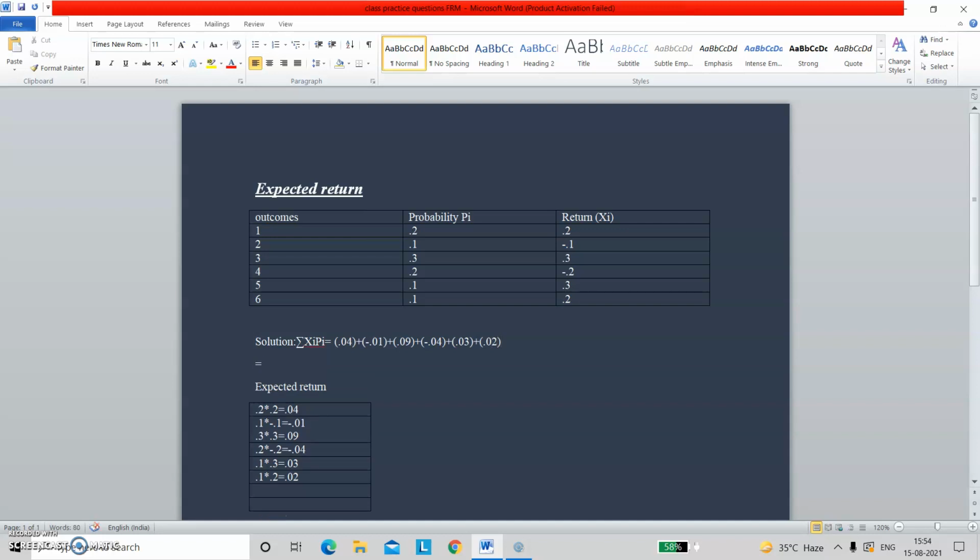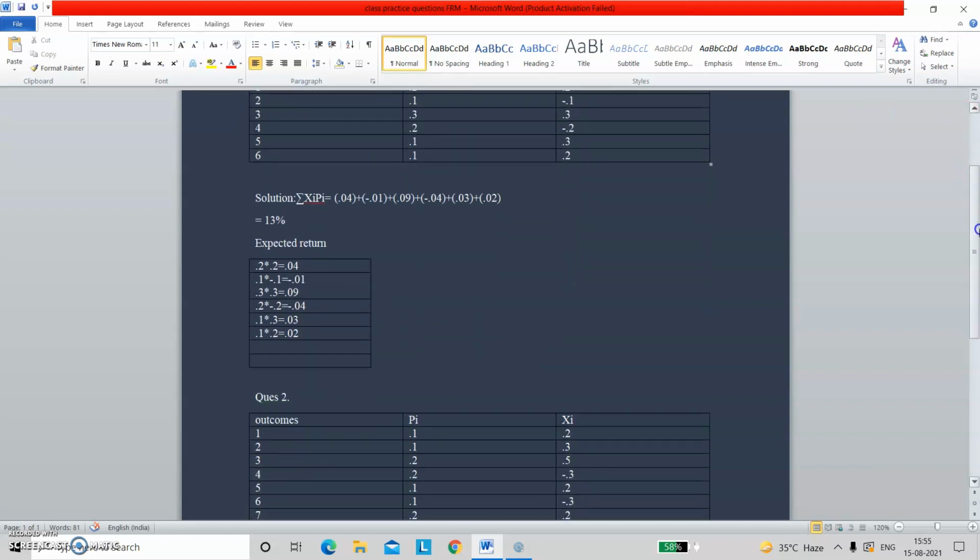So if we do the summation of this, the outcome would be 0.04 plus 0.09 plus 0.03 plus 0.02 minus 0.01 and minus 0.04. That is 0.13 in decimal form, and in percentage form it is 13%, right? So if an investor invests in this type of security, the average expected return will be 13%, right? So I hope this topic is very clear to you.